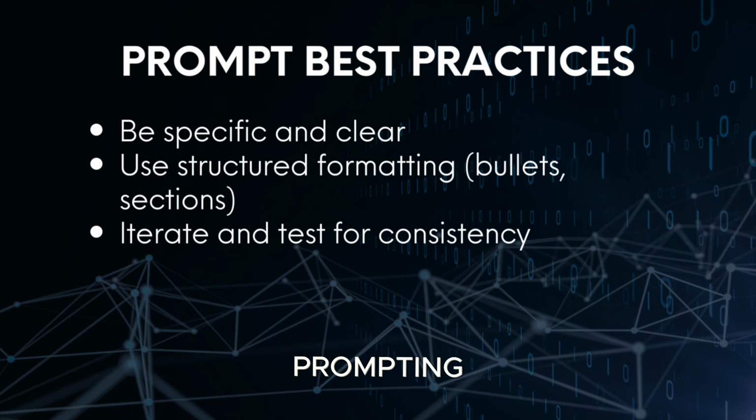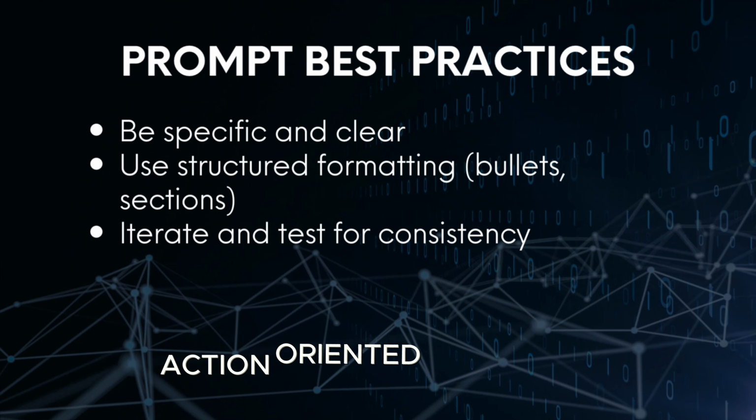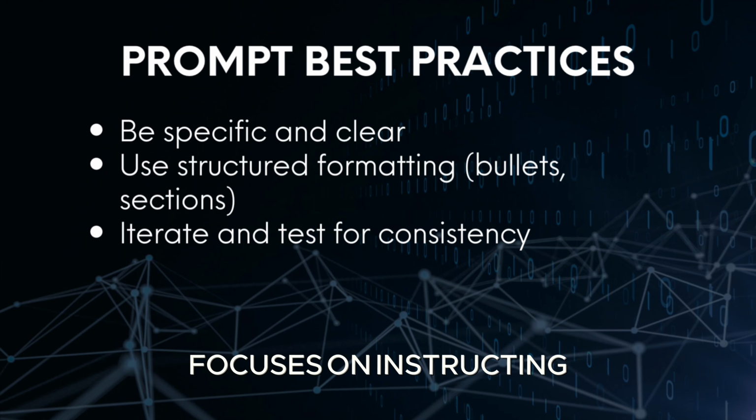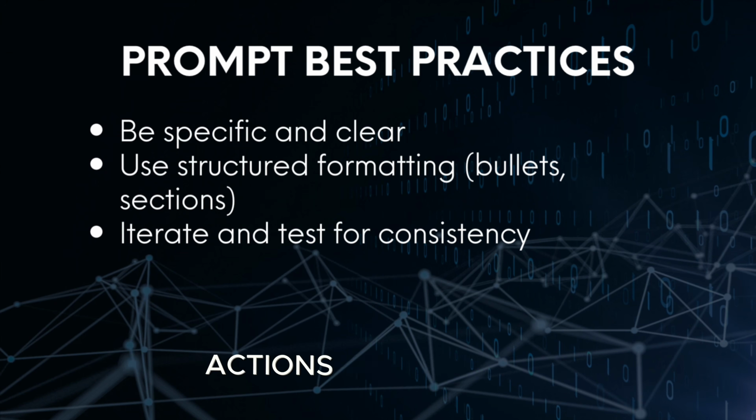Again, tool use prompting involves directing the AI to employ external resources or APIs to accomplish the task. Action-oriented prompting focuses on instructing the AI to execute specific actions or processes. An example could be: analyze this data and create a chart.